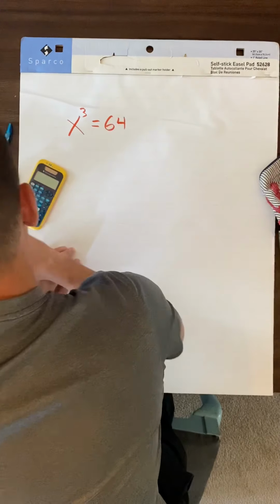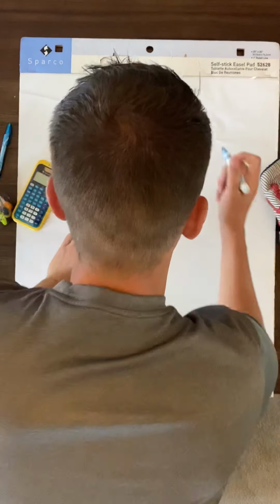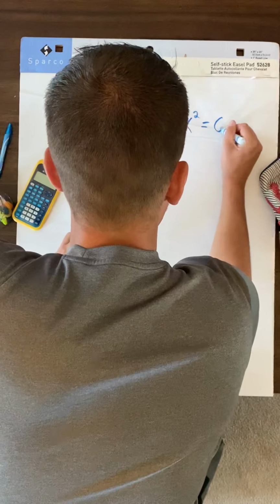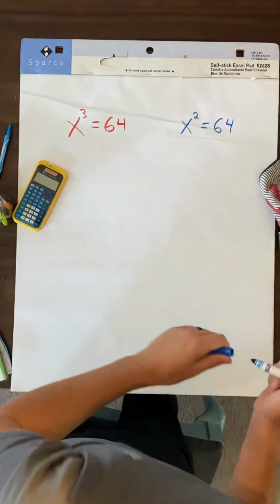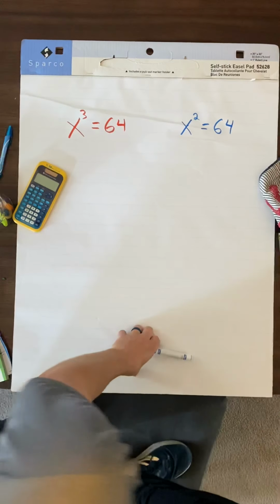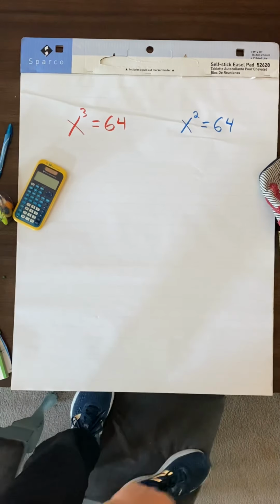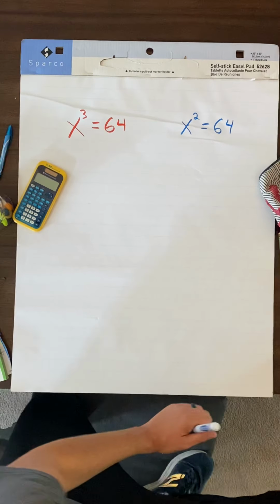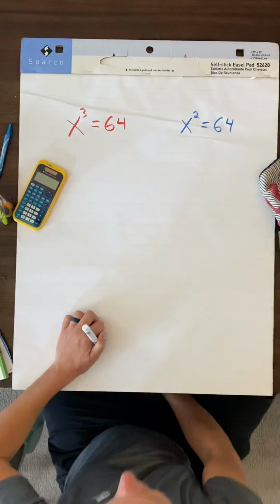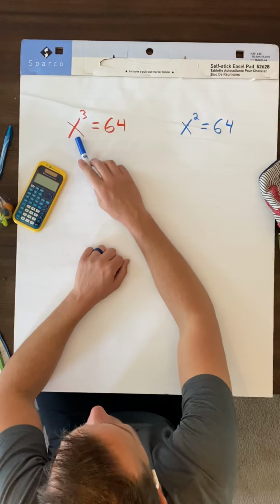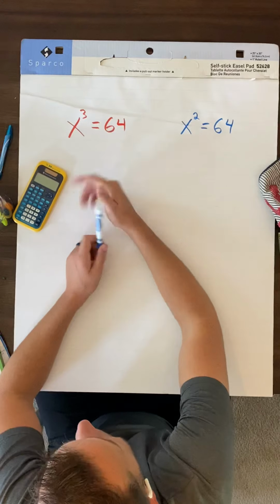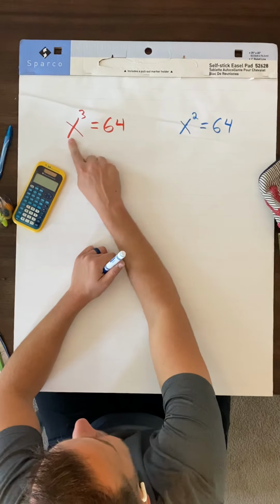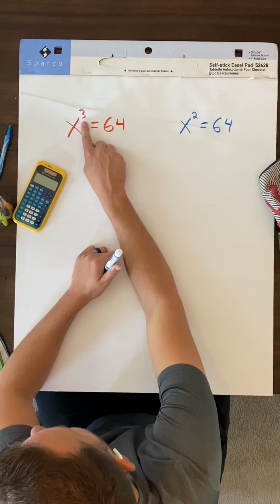I'll do two examples. I'll do one in red and one in blue. When we have something like this, the first one in red there is x cubed equals 64. The second one is x squared equals 64. So anytime you have an equation like this, you want to get x by itself, meaning it's the only thing on this side of the equal sign. So right here, x is not by itself because we have this exponent.